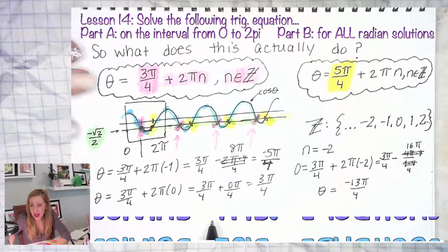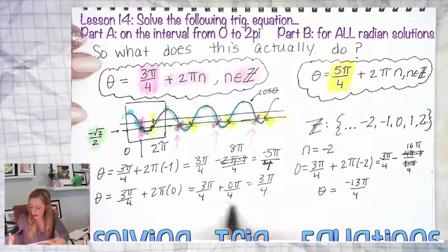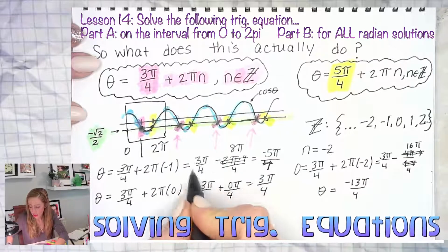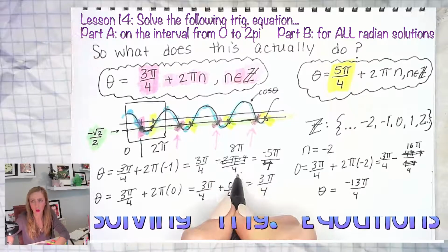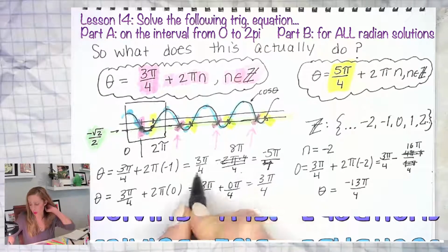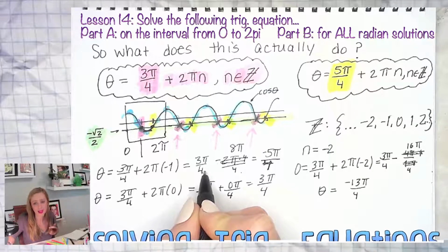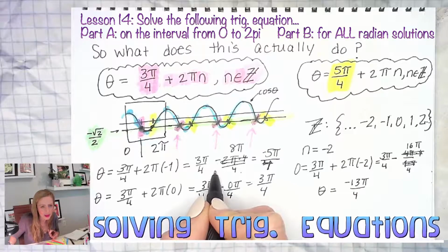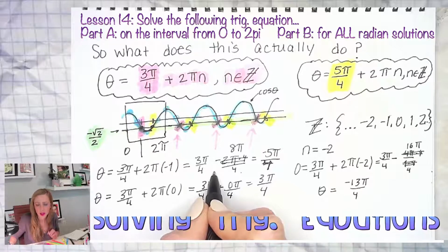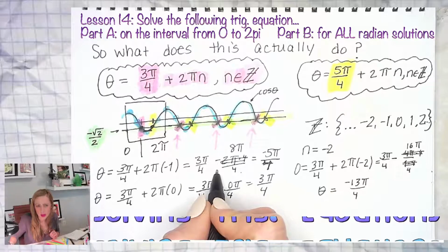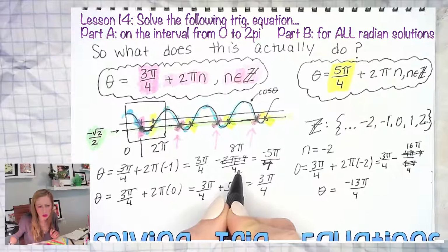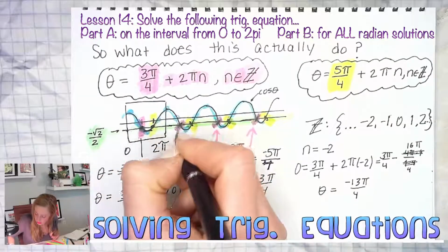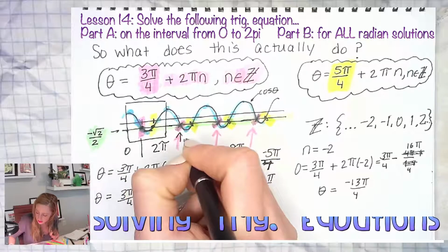If I filled in +1, instead of -1, I'd have 3 pi over 4 plus 8 pi over 4. What would that answer be? Can anyone tell me what that answer would be? 3 pi over 4 plus 8 pi over 4. What would that give us as an answer? Going once, twice, sold to Lispel. 11 pi over 4. Right, we'd get 11 pi over 4, and that would actually be this spot right here. That would be 11 pi over 4.